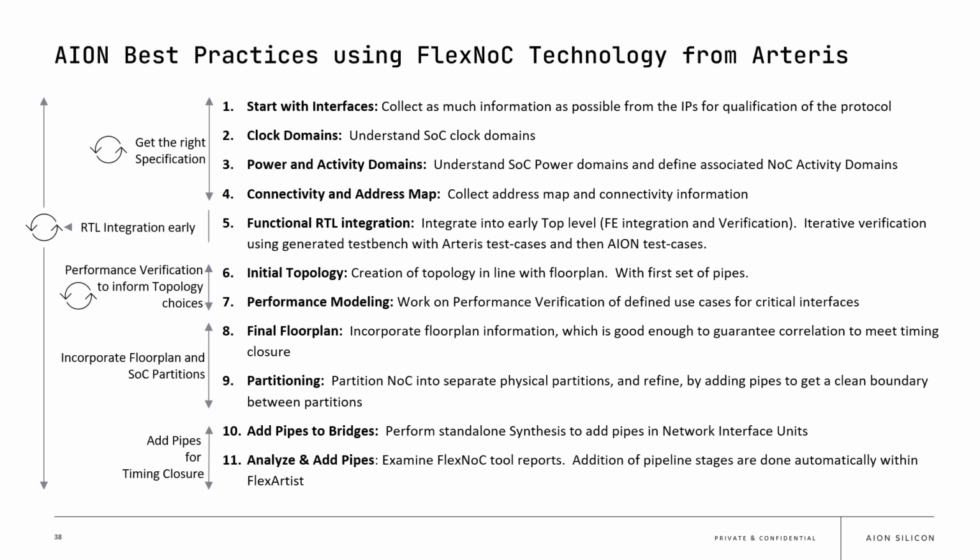So you add pipes to bridges to meet timing on your NIUs, and then you add pipes to the transport network. Step 11 is done automatically within the FlexArtist tool, so that's easier to do. You don't need any feedback from your backend team to add pipeline stages to your transport network, but you might need feedback from your backend team to add pipelines to your bridges.